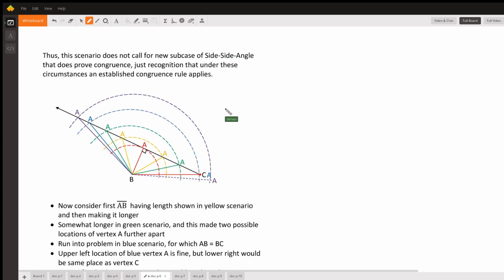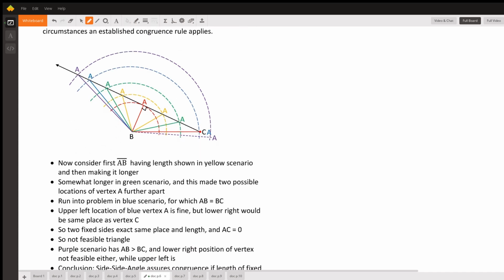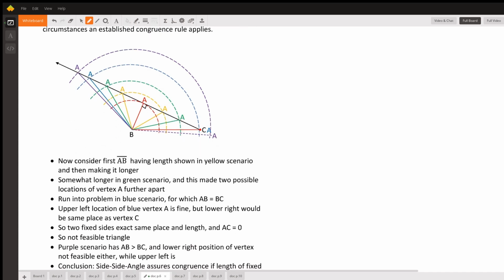Now, what happens if we go in the opposite direction? If we make the sides longer and longer. So let's start with the yellow, let's say. So we know what happens there. Now we make the sides longer. The two possible vertices here get further apart. So we've got that triangle or that triangle.